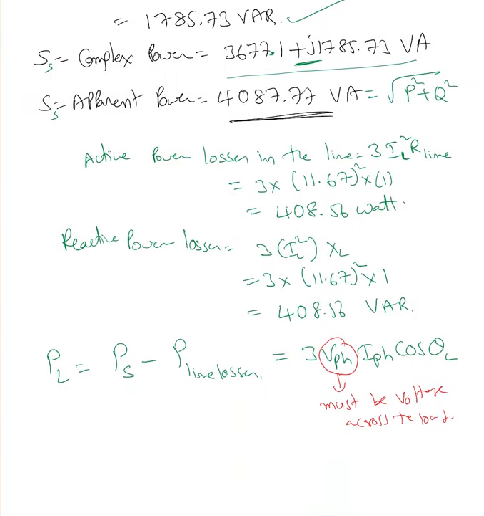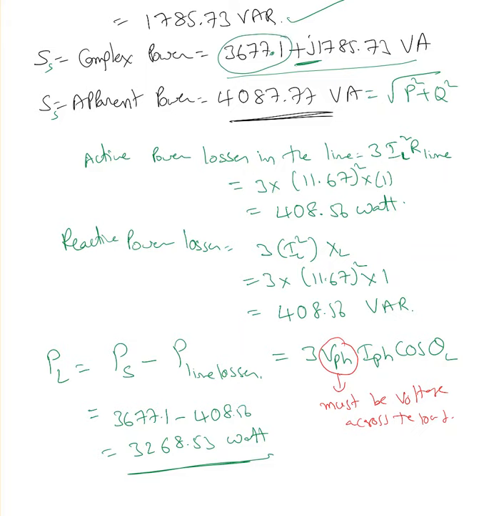So I know these values. PS is 3677.1 minus 408.56, and that value is 3268.53 watt. So that is the power consumed by the load. The source is supplying around 3677.1; out of that, some power is wasted in the line, and the remaining power reaches the load.